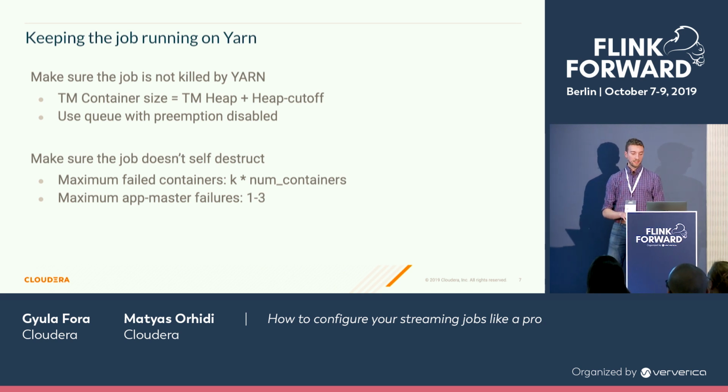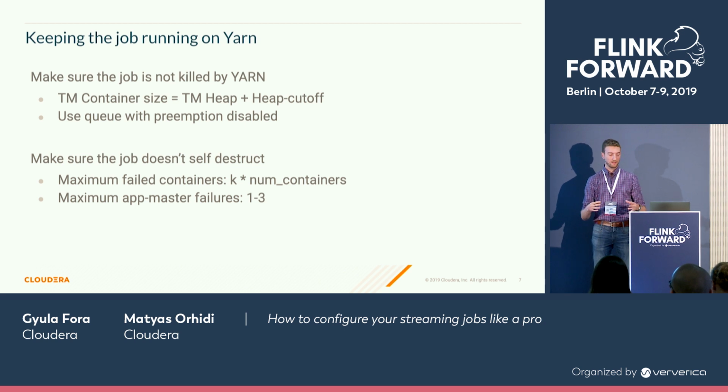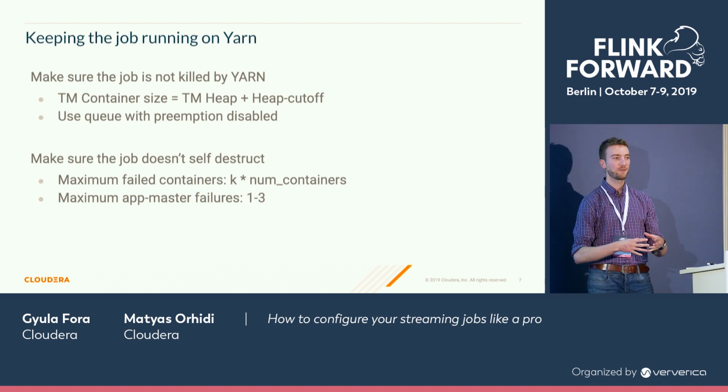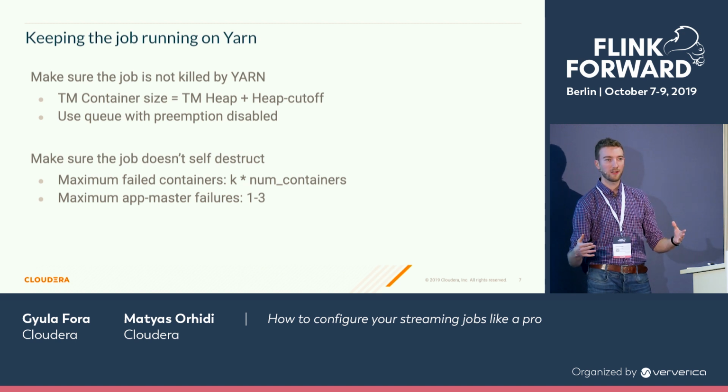There are two settings that control this. One is the maximum number of failed containers. So we suggest to set this in proportion to the total number of task managers that we start. So if you start 10 task managers, then you can set 30 as the maximum number of failed containers, so every container can fail a few times before shutting down the application.